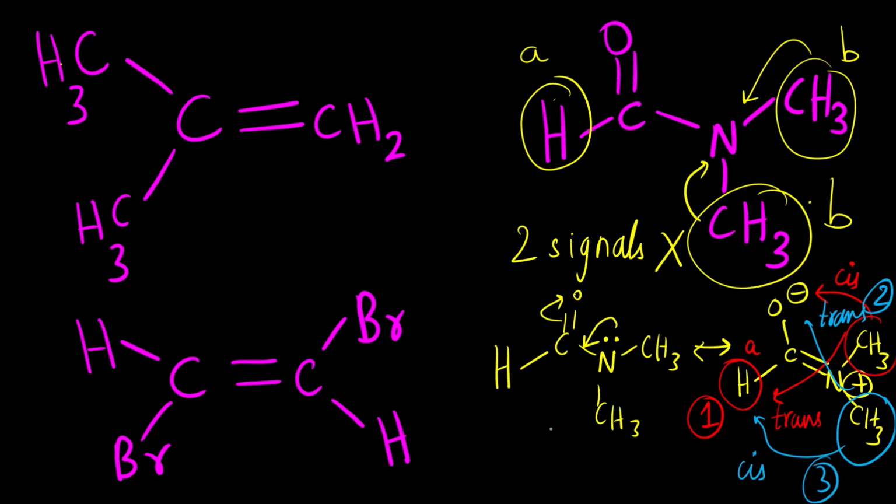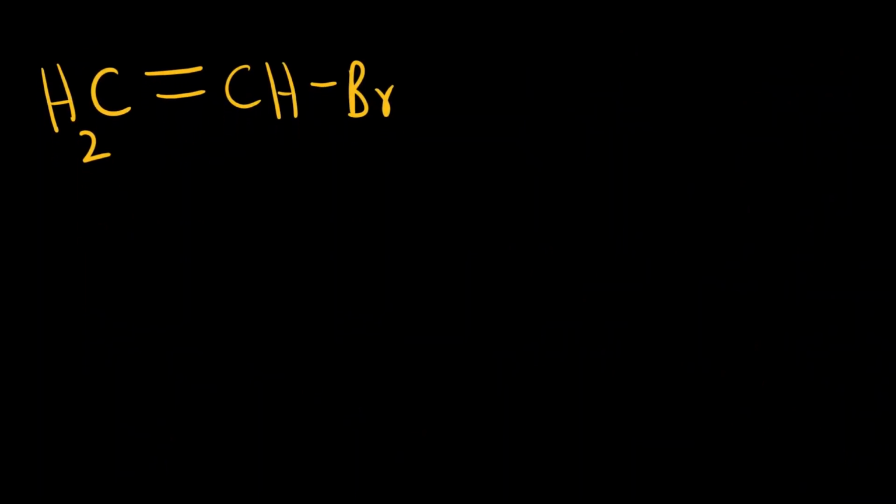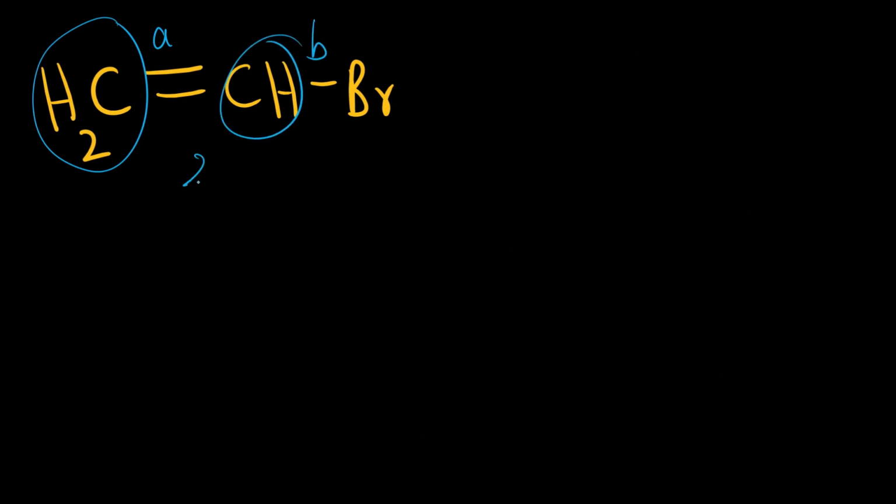So in total, how many signals will there be here? Not 2 signals, but how many? 3 signals. And what will be the integration ratio? There are total 6 protons, but they are all different. So 3 is to 1. Okay, 3 signals in the ratio 3 is to 1. Similarly in alkenes, if you write that these 2 protons give one signal and this one will be B, and you say there will be 2 signals, the answer will be incorrect.